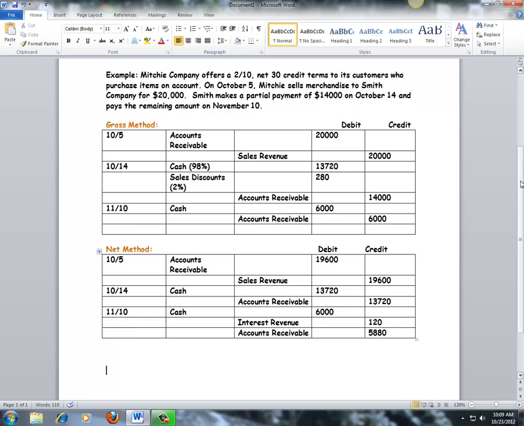And then finally, on November the 10th, when the final payment is made, we assumed he was going to take the discount. He didn't take that discount, so the accounts receivable is credited for $5,880 to bring it down to zero, but he has to send $6,000 to satisfy this debt because he didn't pay it on time, so I wind up with interest revenue of $120. Notice that I have sales revenue under the gross method of 20,000 minus the sales discount, whereas under the net method I have sales revenue of $19,600, but an additional interest revenue account of $120.